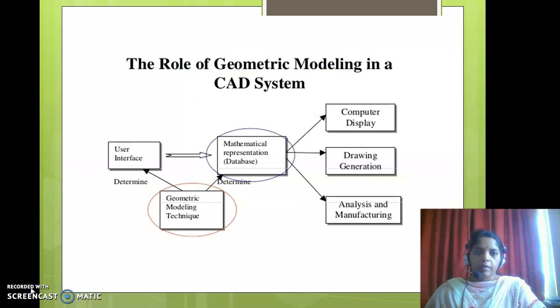The role of geometric modeling in a CAD system is that CAD is user-friendly. First, there is the user interface, then the geometric modeling or 3D model technique is used to make the 3D model. After that, the mathematical representation, that is the database, is done, and the final product or final entity is displayed on the computer. Then the drawing is also generated and analysis is done for manufacturing.